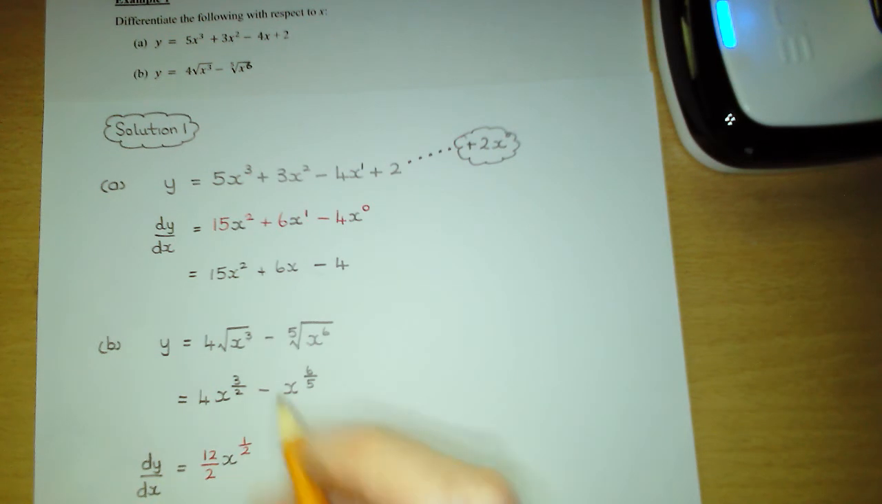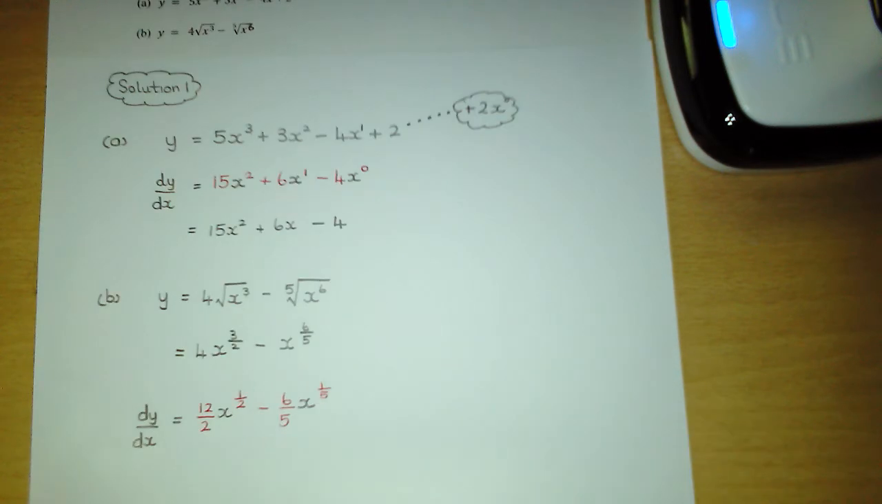And then go to your next term, so we're going to multiply this term by its power, so that's going to give us minus 6 fifths, and then we've got x, and then we're going to subtract 1 from the power, so 6 fifths subtract 1, well that's just going to give us 1/5. And then tidy it up.